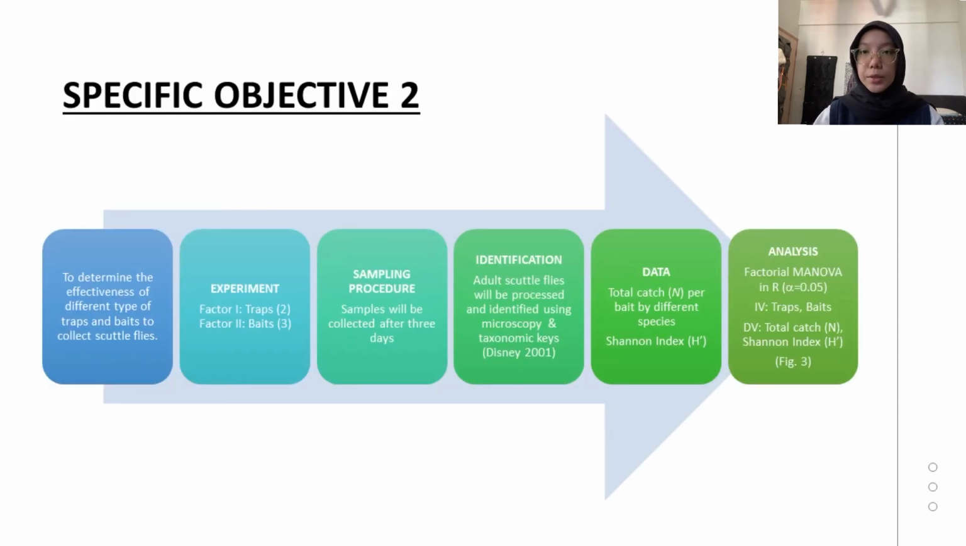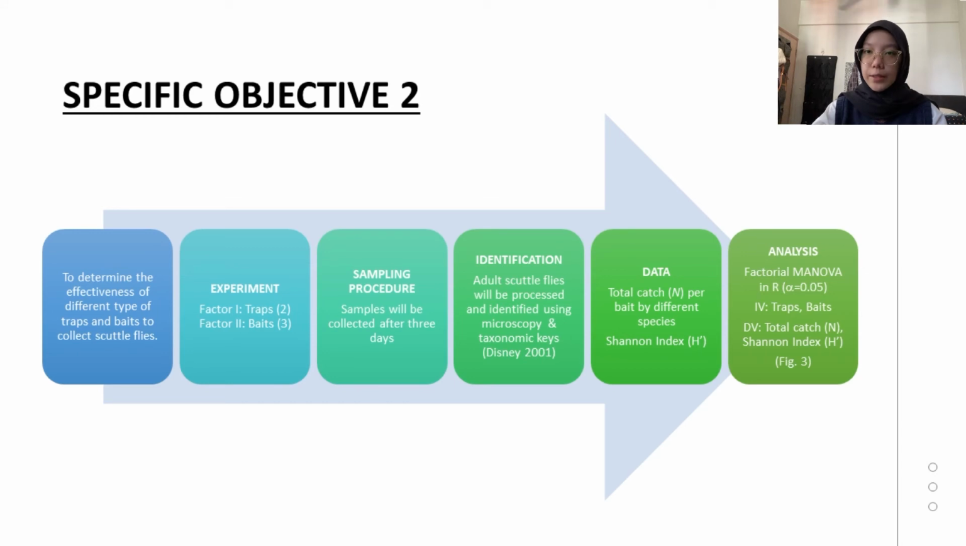For the second specific objective, which is to determine the effectiveness of different types of traps and baits to collect scuttleflies, the methodology is as following. The same variables in the first specific objective will be involved in this experiment, which are the 2 types of traps and 3 types of baits.